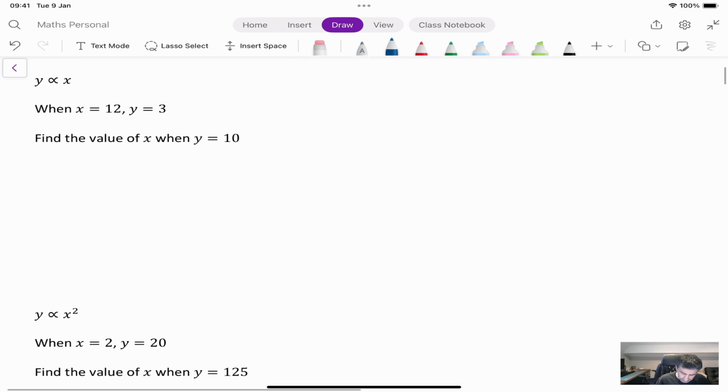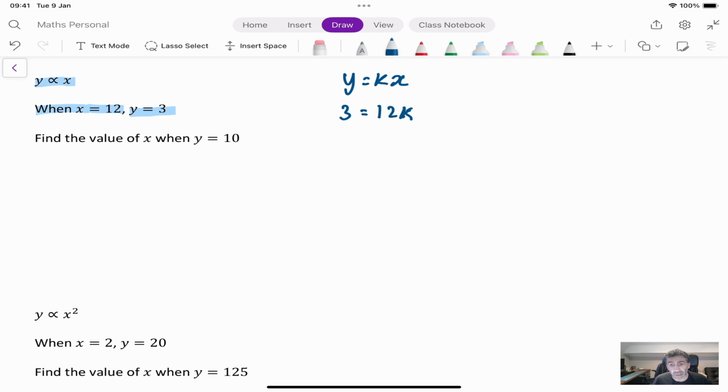This time we're looking at this question, where again y is directly proportional to x. That means I can write the same as I did before, that y is equal to k times x. Like I did before, I'm going to use the information that was given to me, that when x is equal to 12, y is equal to 3. I'm going to substitute that in to help me work out what k is. So 3 is equal to k times 12, which I'm going to write down as 12k.